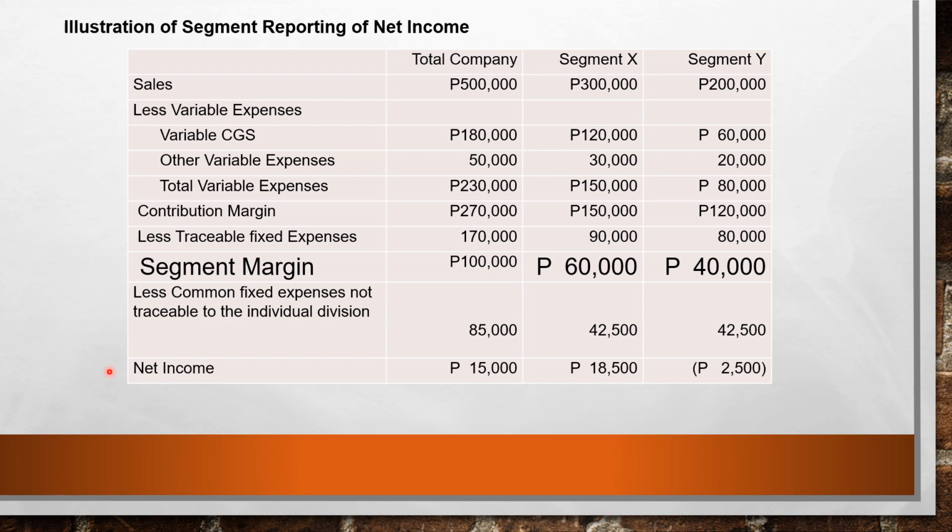Now we have the net income. The total company's net income is 15,000, and that is attributable to 18,500 profit from X and 2,500 net loss for Y. Just remember that there are some points that we need to highlight, especially on this net income and the segment margin, which is mainly our performance measurement tool.